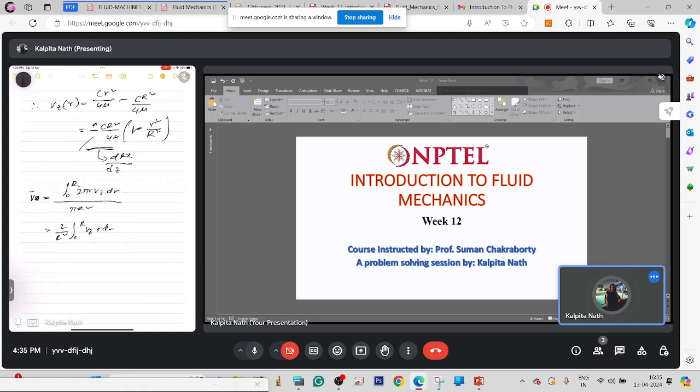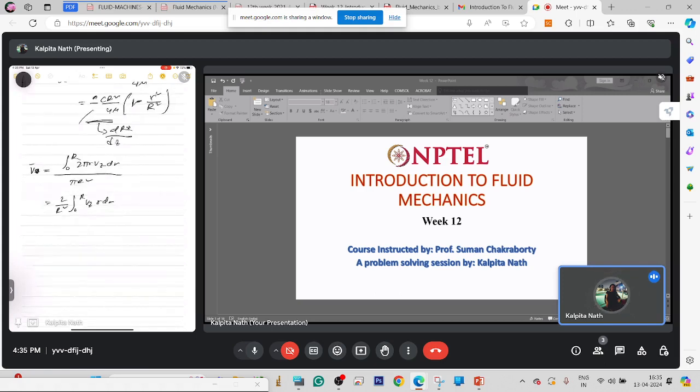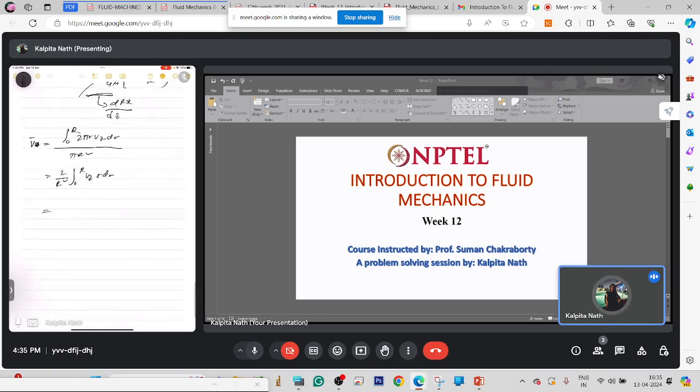Now we can write c in terms of v bar. If we write v bar in terms of c, we need to put vz over here and integrate it. I won't go into much detail of the integration, you can do it on your own. So this will come out to be cR square upon 8 mu. If this comes, then c we can write as minus 8 mu v bar upon R square. So this can be replaced in vz. Vz is equal to 2 V bar times 1 minus small r square upon capital R square. So this is a parabolic velocity profile.